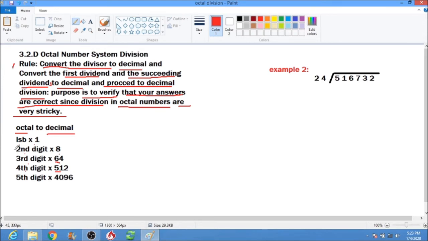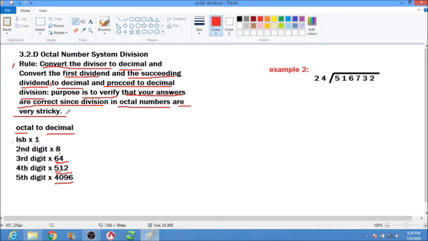Okay, so let's review. The least significant bit is multiplied by 1, the second digit is multiplied by 8, the third digit is multiplied by 64, the fourth digit is multiplied by 512, and the fifth digit is multiplied by 4096. Of course the rule is convert the divisor to decimal, the first dividend and the succeeding dividends to decimal, and proceed to decimal division.